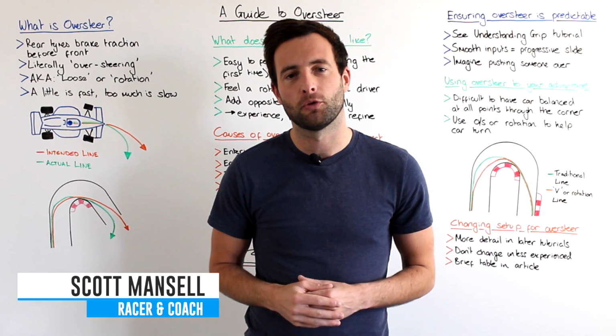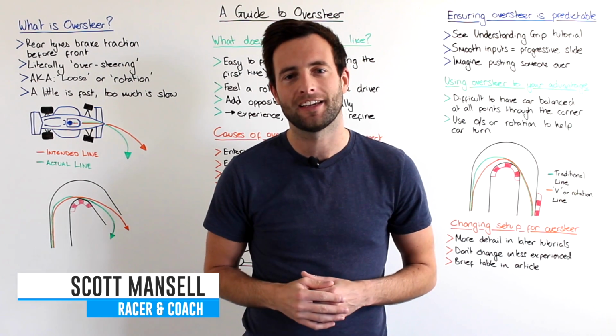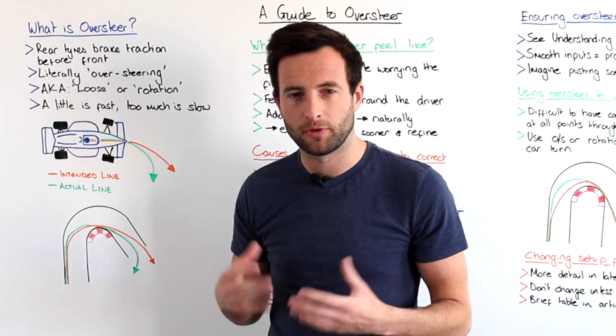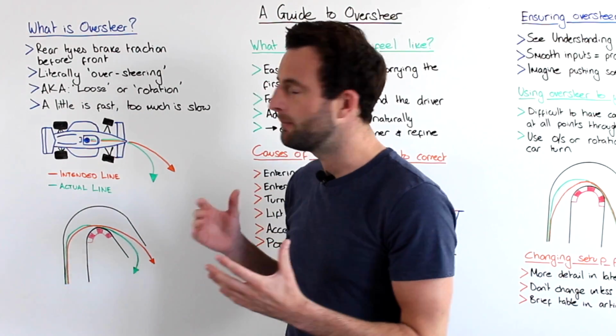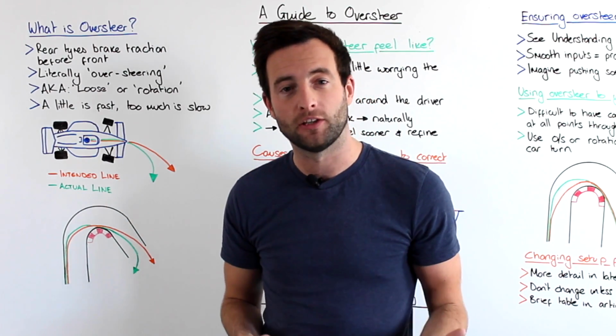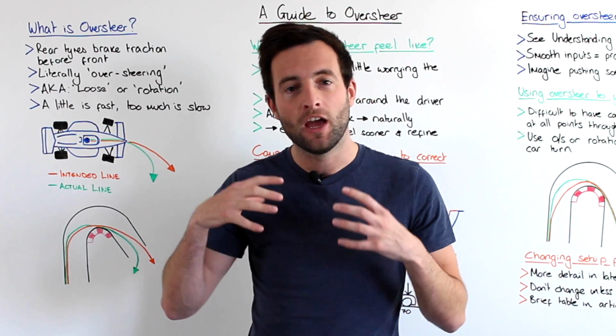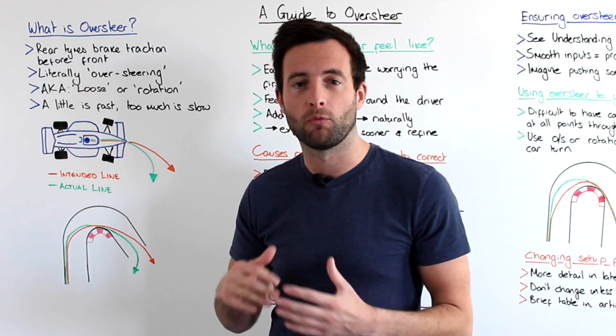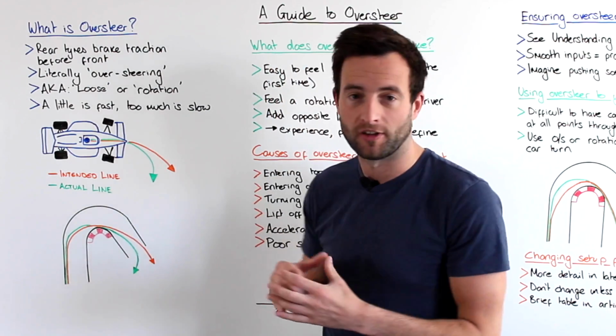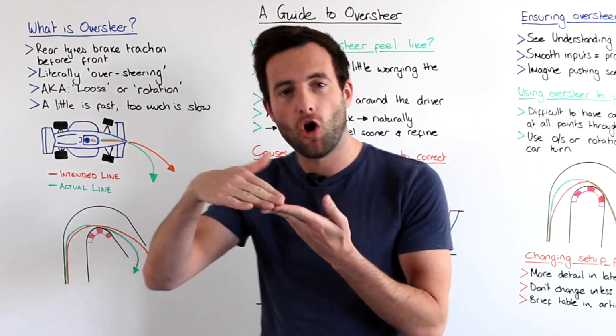In today's tutorial we're going to be taking a look at the most fun handling characteristic, oversteer. So firstly, what exactly do we mean when we're talking about oversteer? Well, it may also be referred to as being loose or rotation, when the rear tyres of the car break traction before the front and the car is literally oversteering.